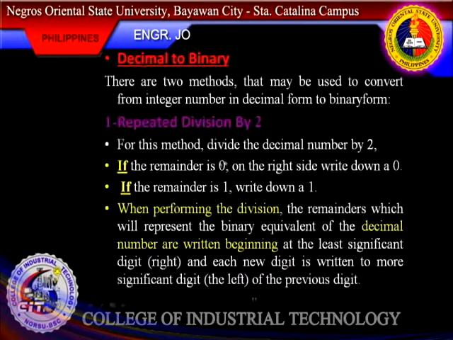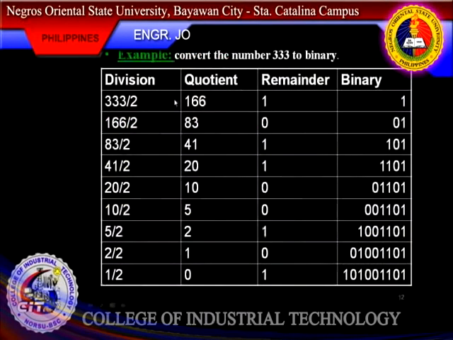For this method, divide the decimal number by 2. If the remainder is 0, write down 0 on the right side. If the remainder is 1, write down 1. When performing the division, the remainders, which represent the binary equivalent of the decimal number, are written beginning at the least significant digit at the right, and each new digit is written to the left of the previous digit. In the example, convert the number 333 to binary.